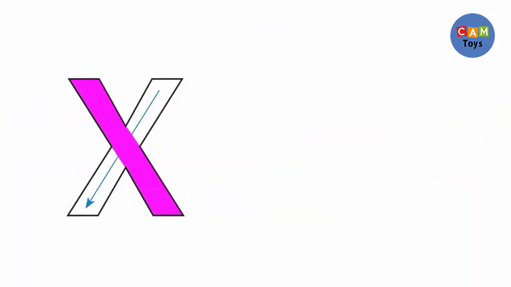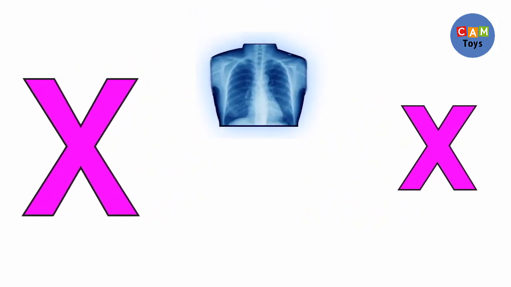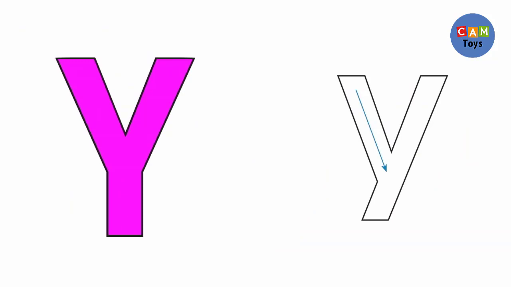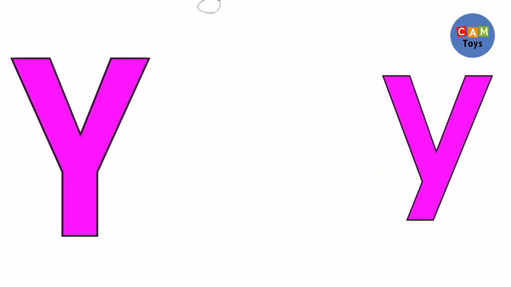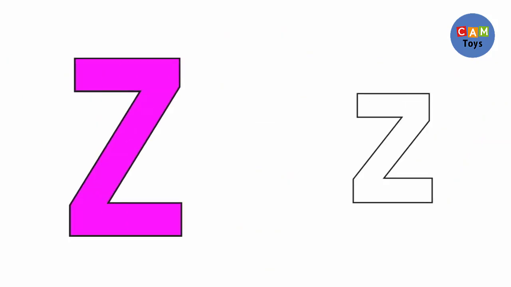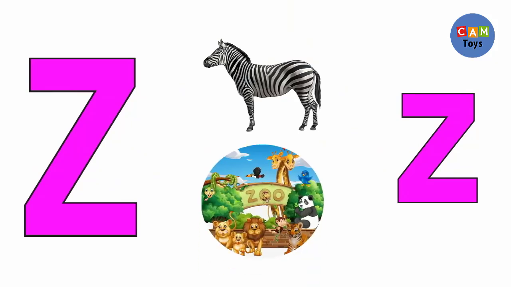X. X for X-ray. X for xylophone. Y. Y for yo-yo. Y for yellow. Z. Z for zebra. Z for zoo.